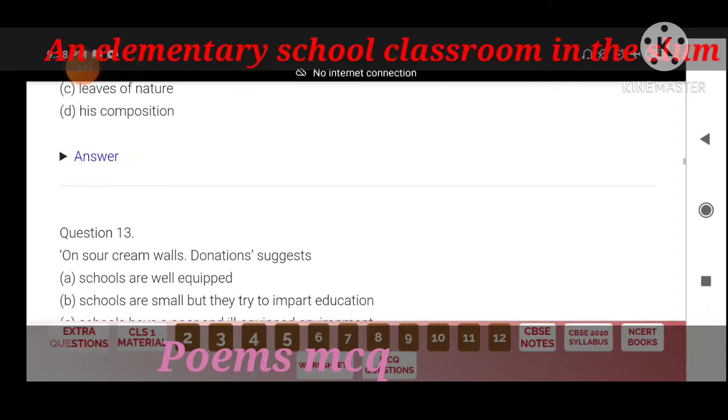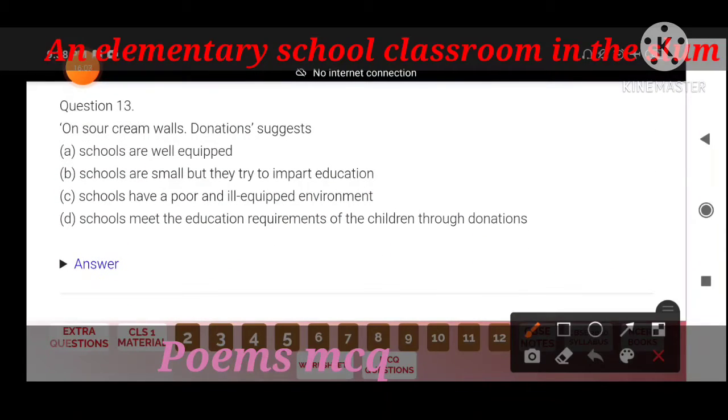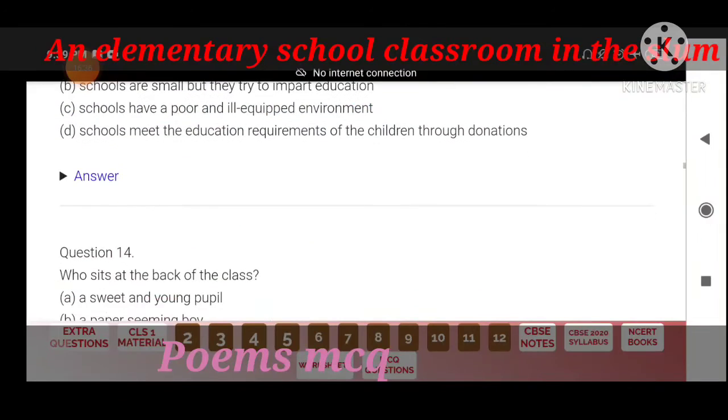13.1. On sour cream walls, donations suggest schools are well equipped. Schools are small but they try to impart education. Schools have a poor and ill-equipped environment. Schools meet the education requirements of the children through donation. So the answer is the schools have a poor and ill-equipped environment. स्लम एरिया में स्कूल है डेफिनेटली ये तो होना ही है.